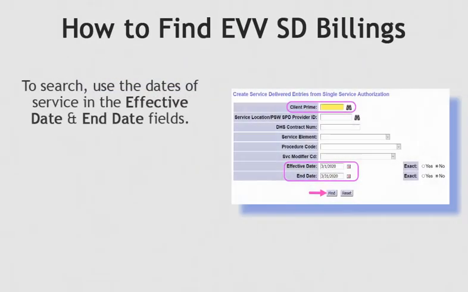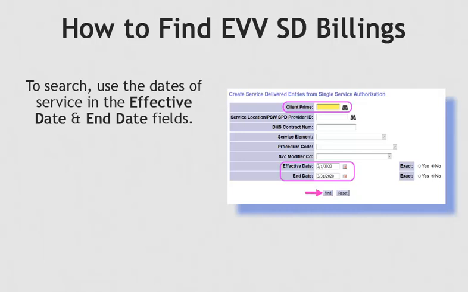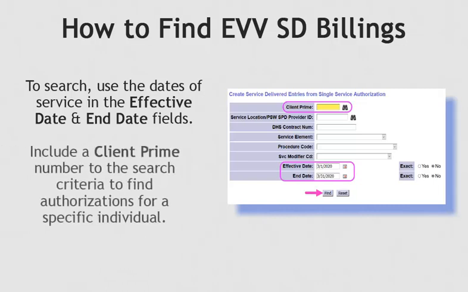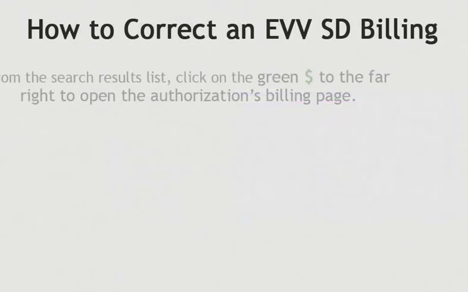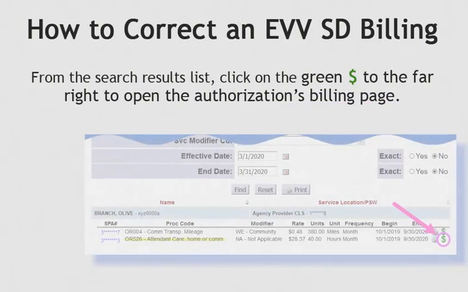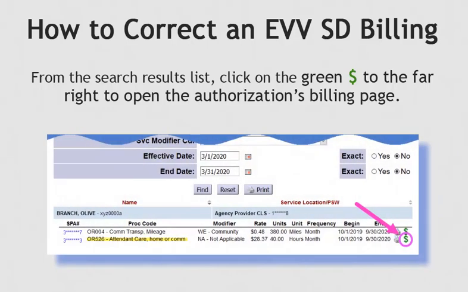In the search page, the easiest way to search for the draft billings you need to review will likely be to just use the dates of service in the effective and end date fields. You can also include other search criteria if you'd like. For example, to search for services to a specific individual, add their prime number in the client prime field. From the authorization search results returned, click on the green $ for the authorization that has billings that need correction. This will take you to the Authorizations Billing Entry page.